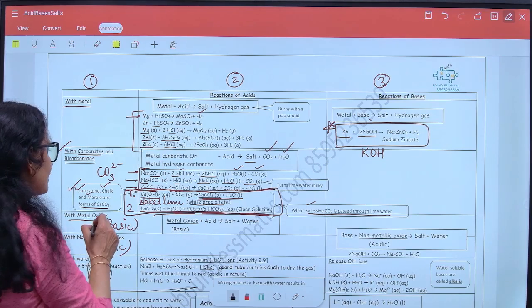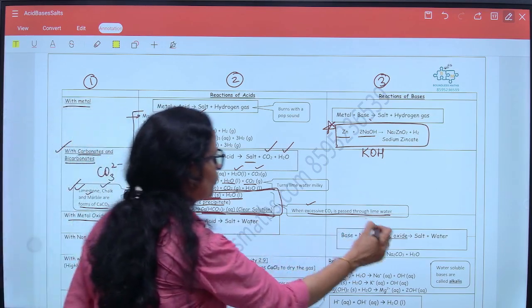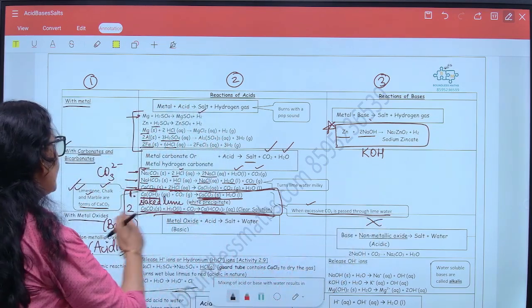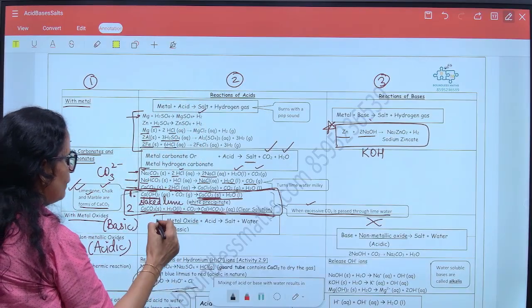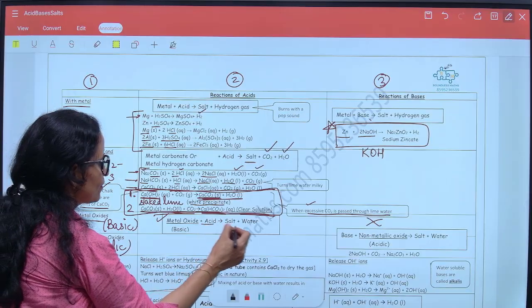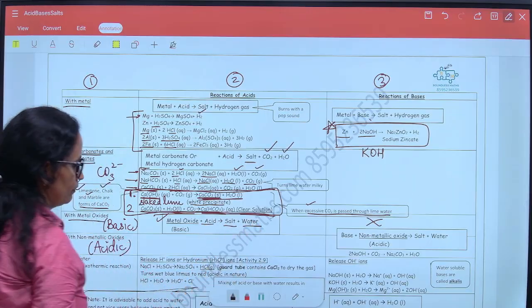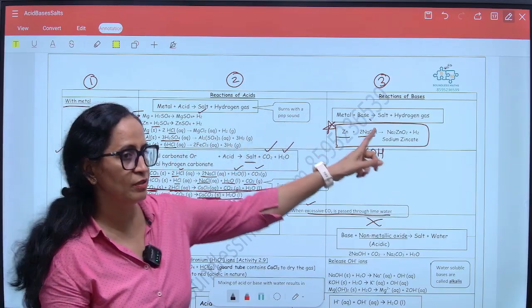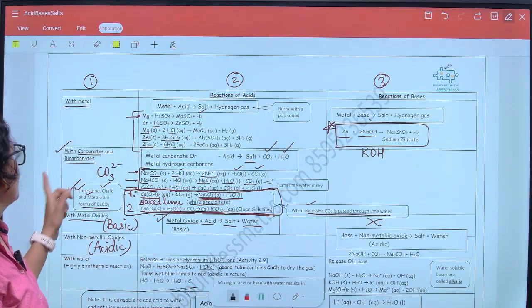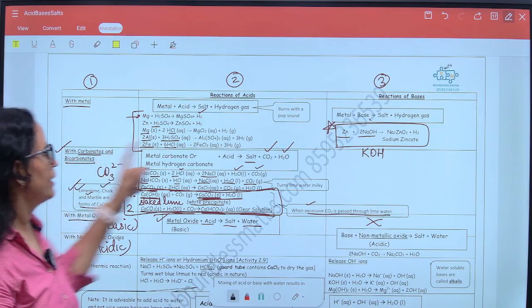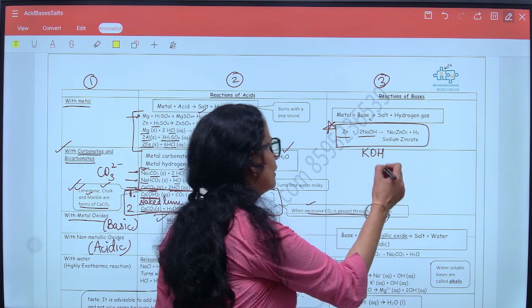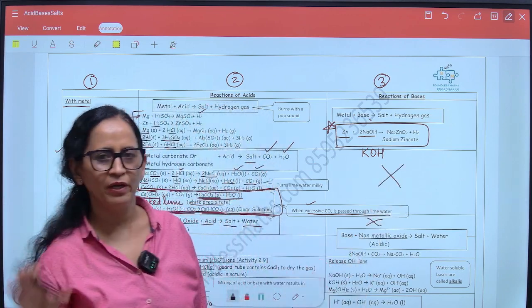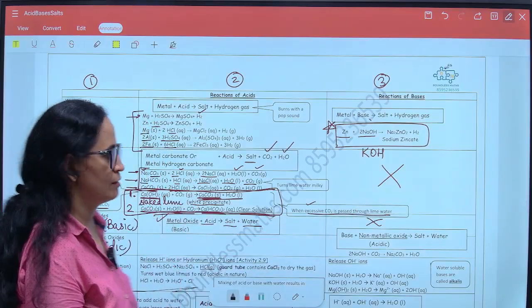So metallic oxides, because they are basic in nature, they are not going to react with bases. They are going to react with acids. A metallic oxide with acid again gives salt and water. But there is no reaction of metallic oxides with bases. There is no reaction for carbonates and bicarbonates with bases, even though there are reactions, but as per your curriculum, this is not part of class 10 curriculum.